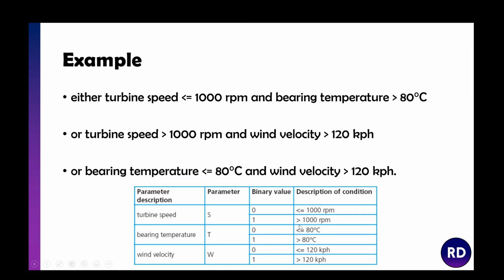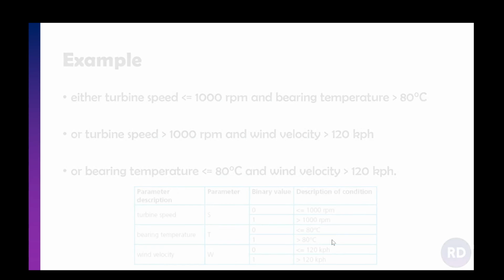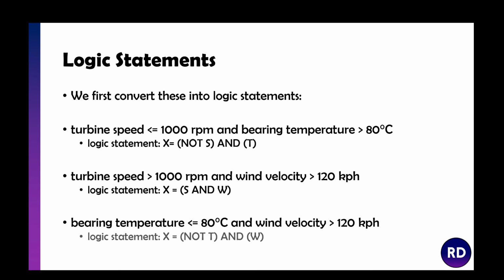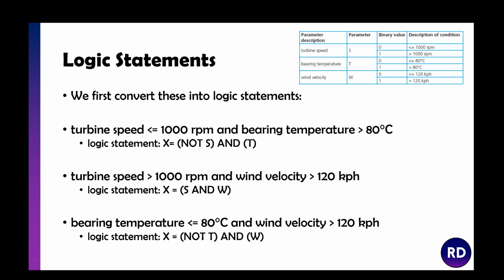So if the turbine speed is greater than 1000, the binary value is 1. If it's less than or equal to, it's 0, and so on. So first things first, we need to convert these into logic statements. So the turbine speed being less than or equal to 1000 and bearing temperature greater than 80 is not S. So if you think this is S and the 0 value being a not S, so we've got X equals not S and T. Okay, so the 0 and the 1.